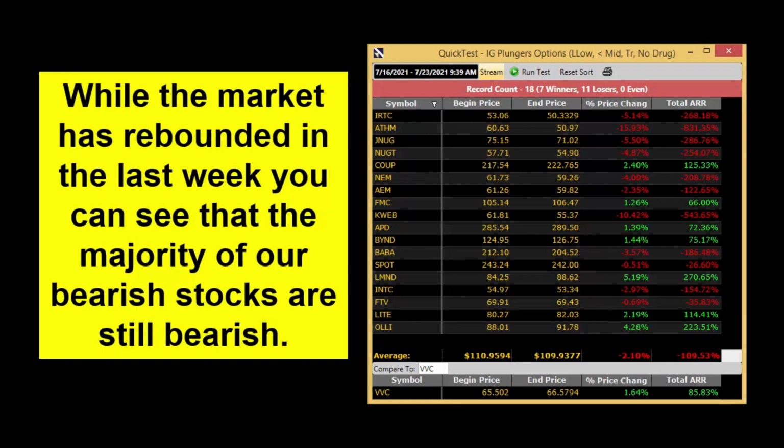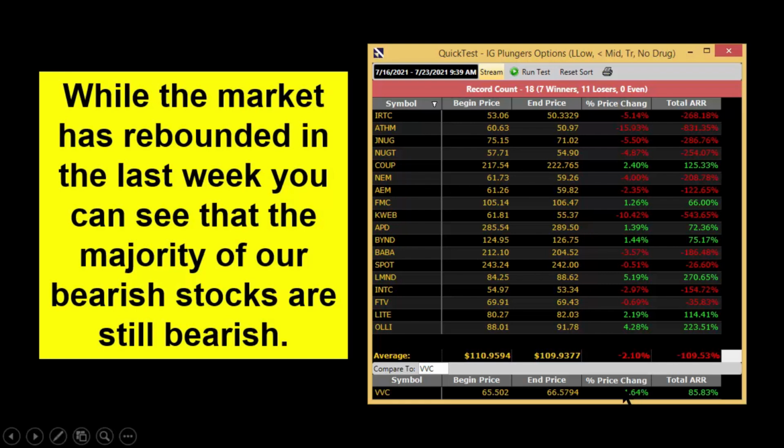Over on my quick scan, you can see that 11 out of the 18 stocks are going down. Now, that's a good thing for us because we wanted to go bearish, right? So 18 stocks, 11 losers, which is good for us. That means they're moving down, versus 7 stocks going up. That's 61% of the stocks that we found are still going down.